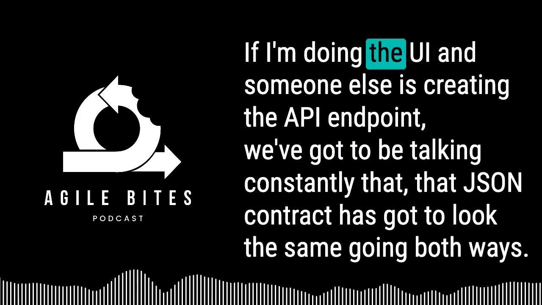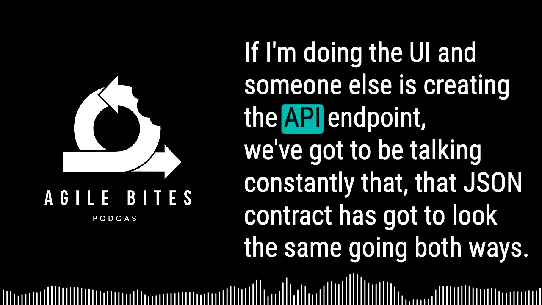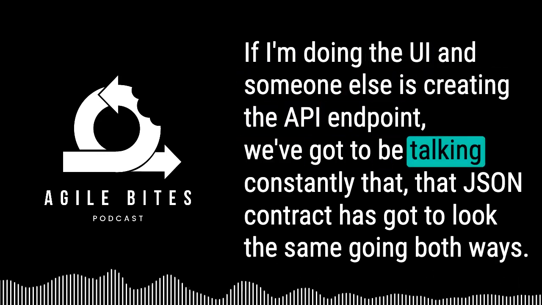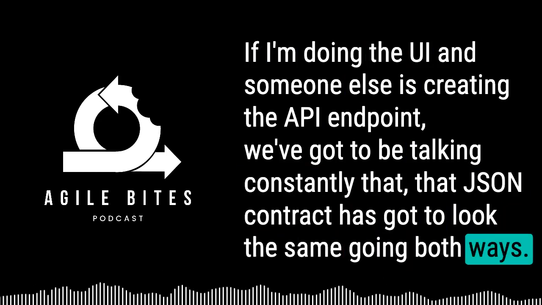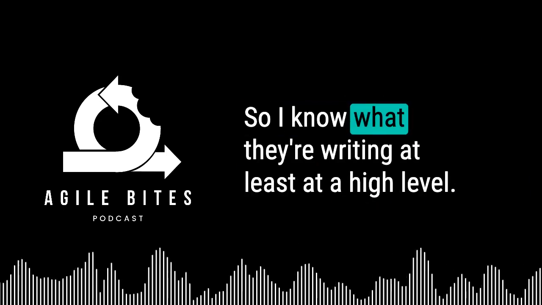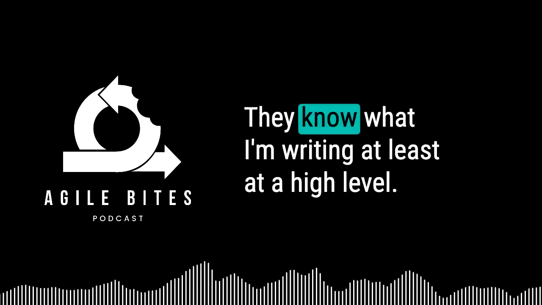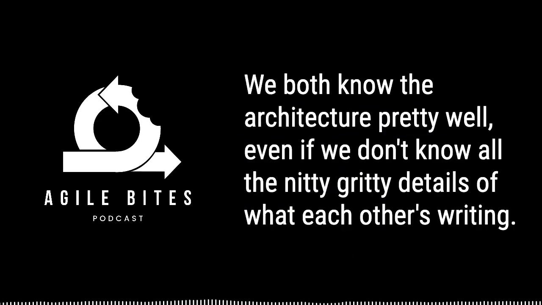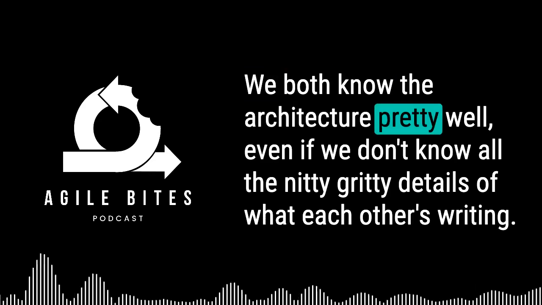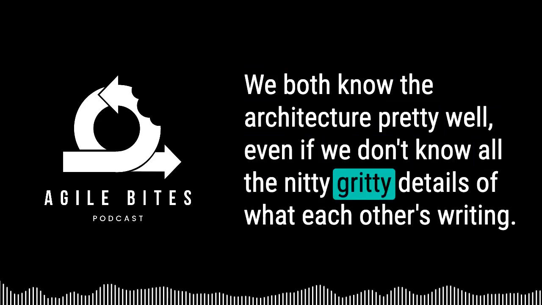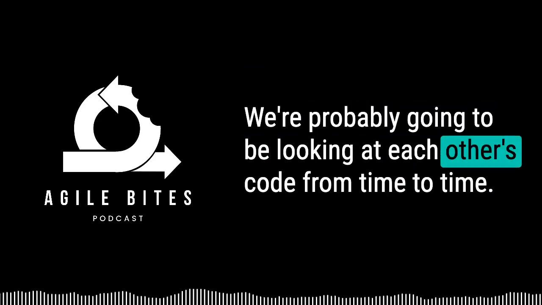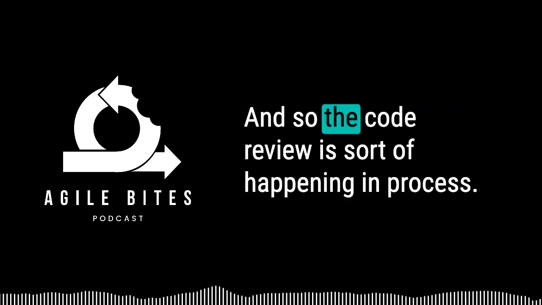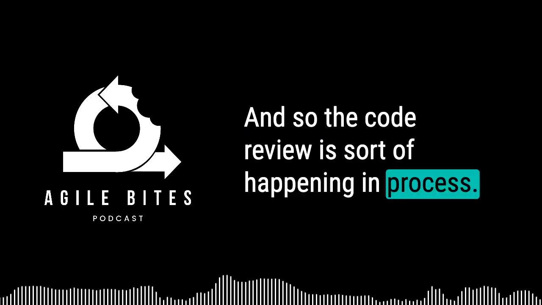If I'm doing the UI and someone else is creating the API endpoint, we've got to be talking constantly. That JSON contract has got to look the same going both ways. So I know what they're writing, at least at a high level. They know what I'm writing, at least at a high level. We both know the architecture pretty well, even if we don't know all the nitty-gritty details of what each other's writing. We're probably going to be looking at each other's code from time to time. And so the code review is sort of happening in process.